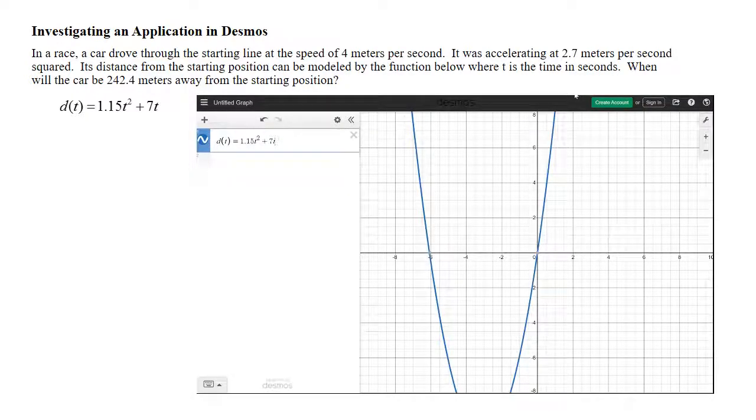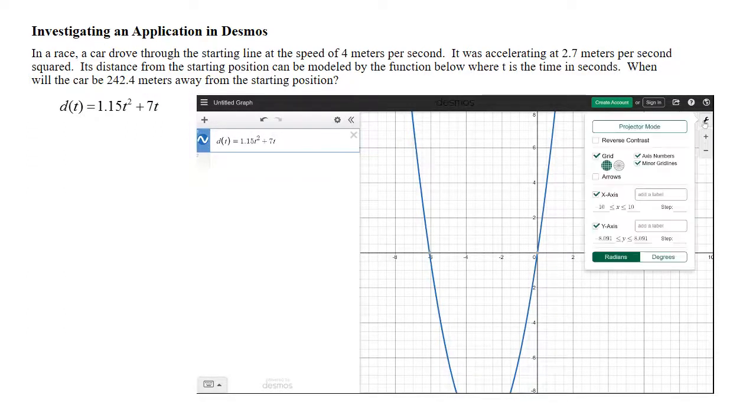So here we have the graph, and we can kind of see that it's a quadratic, but we can't see the base or the vertex, and we maybe aren't going as high as we need to, because remember it asked us about the car being 242.4 meters away from the starting point. So we really need to change our window. So go over to the controls for graph settings, which is the wrench in the upper right hand corner. Click on that, and let's open this up a little bit better.